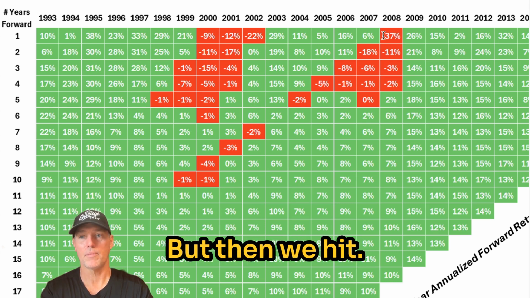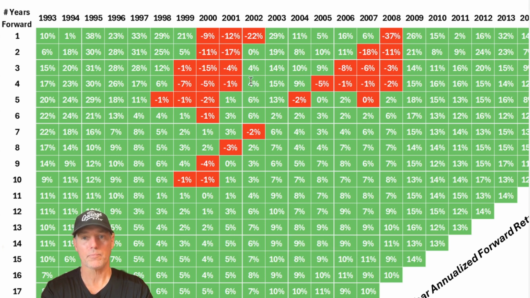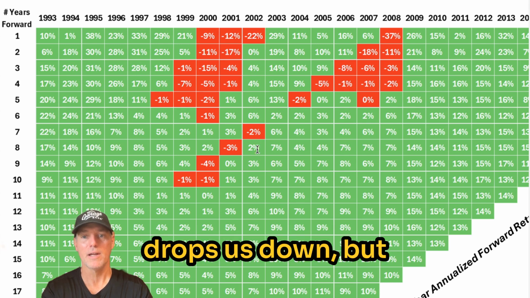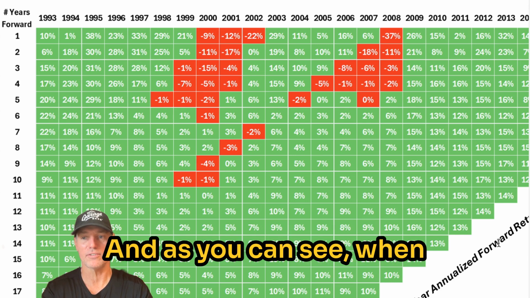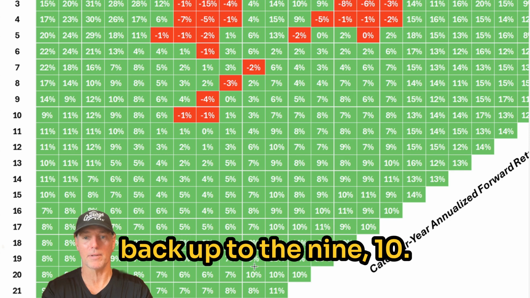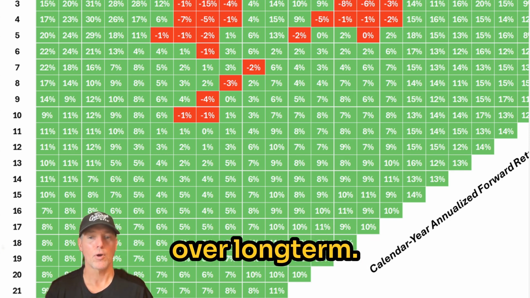As we go down, you can see the continual climbing slowly out of that hole. But then we hit the housing bubble, 2008, negative 37%, which really drops this down. But then it begins to climb. And as you can see, when we go down and we hold it for years, we get back up to the 9, 10, 8, 9% return over the long term.